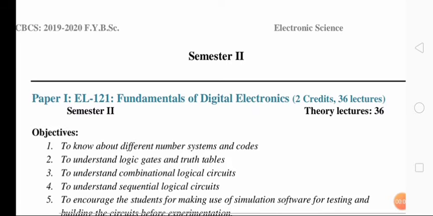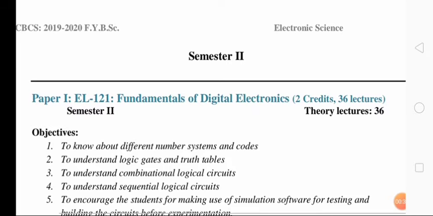Like semester 1, in semester 2 there are 3 papers: electronics paper 1, paper 2 and paper 3. Paper 1 and paper 2 are theory papers, whereas paper 3 is a practical paper. So let us start the syllabus discussion. In this video, I am going to discuss the syllabus only. So let us start with paper 1.